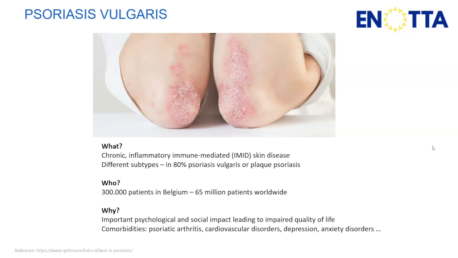It's a lifelong disease, and it also has an important negative psychological and social impact that impairs the quality of life of the patient, because it's very symptomatic. They experience itch, and they also experience social isolation because of the visual lesions, the scaling. This is very important, and it's also known with comorbidities such as psoriatic arthritis. So 1/3 of the skin psoriasis patients have arthritis. Also very common are other cardiovascular disorders, depression, anxiety disorders, and other immune-mediated diseases.